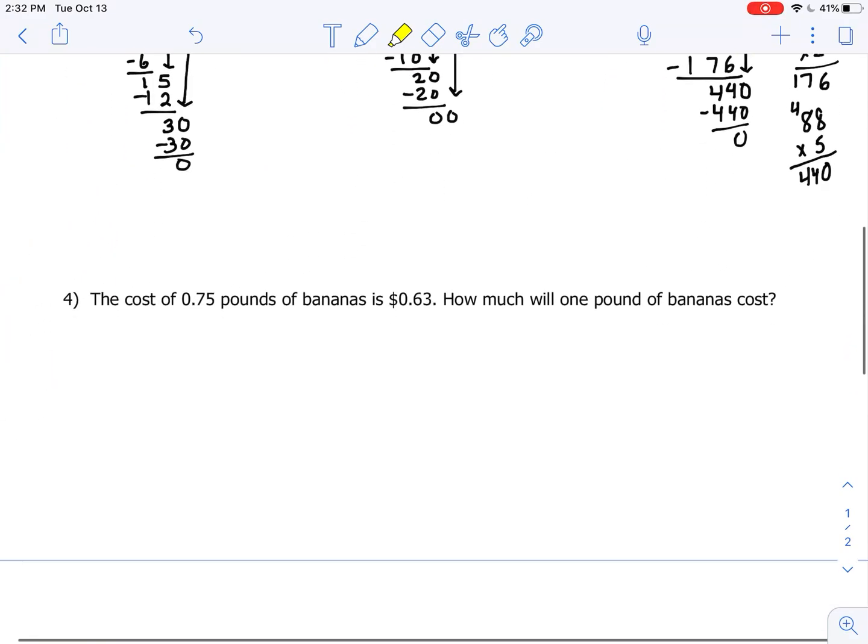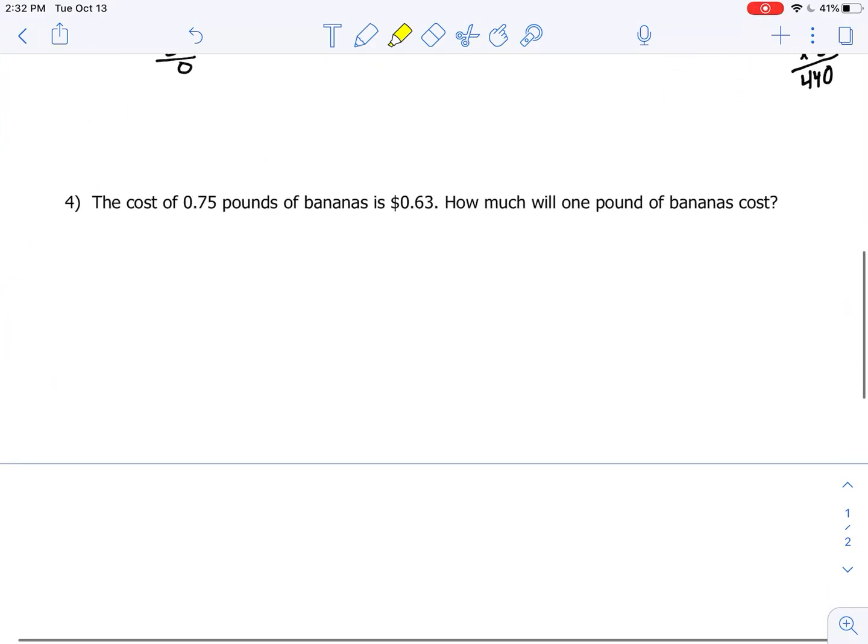All right, we have one word problem here. The cost of 75 hundredths pounds of bananas is 63 cents. How much will 1 pound of bananas cost? So if you remember from the day before, let's make some round numbers here. Let's say I'm buying 3 pounds of bananas, and it costs 63 cents. We'll leave it as 63 cents.